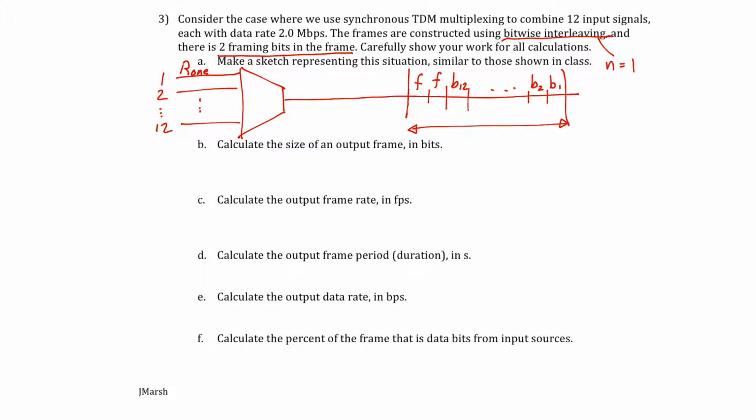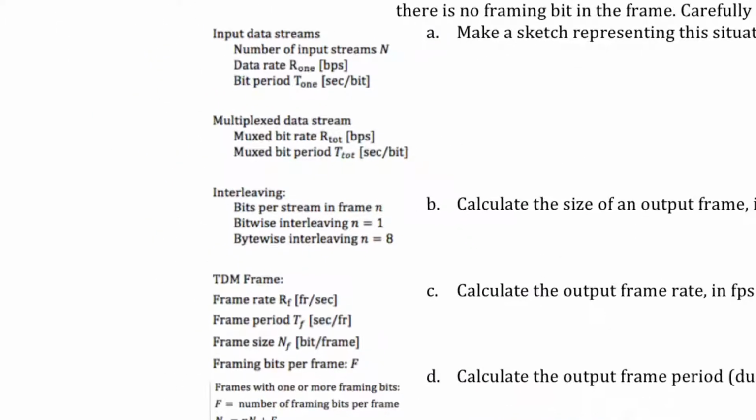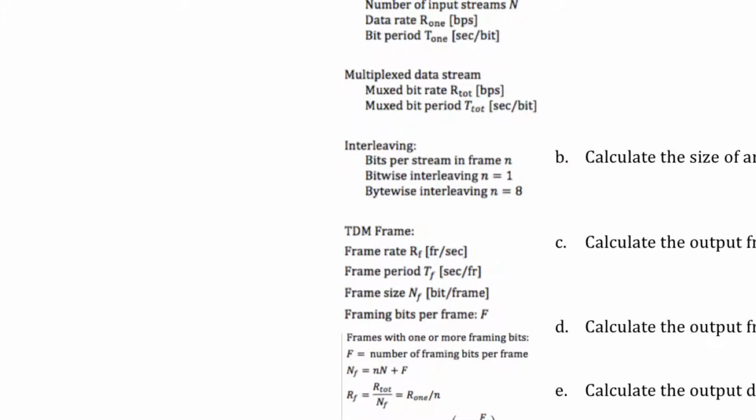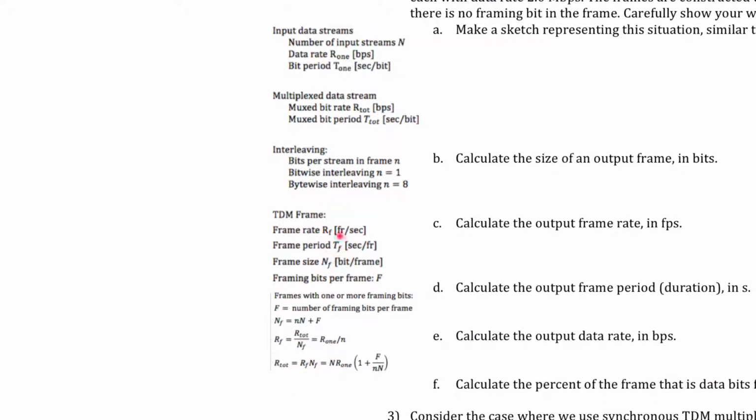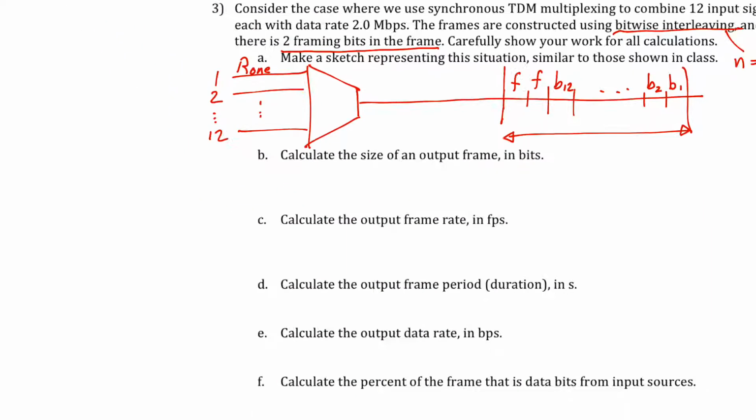Okay? And so first of all we assign little n equal to 1. If I look at the equations for the synchronous TDM, we have the number of input streams is big N, the number of bits per stream in a frame is little n, so bitwise means little n is 1, bytewise means little n is 8. And then we have our data rate and period for one of the inputs, and data rate and period for the multiplexed stream. We also have the frame rate and frame period, and then the size of the frame and f, and I'll try to use those variables.